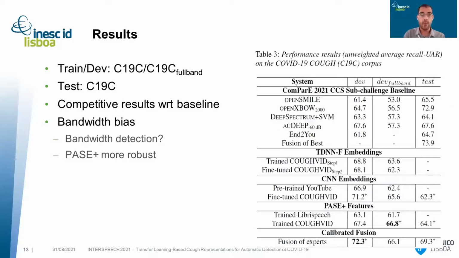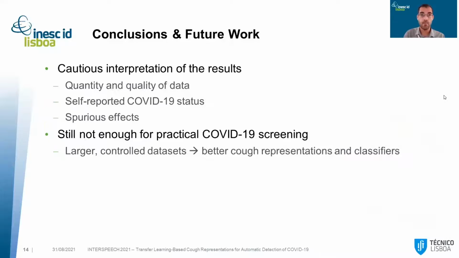So let me come back to the experimental results, some of them already presented in the previous video. And now I want to focus on the results on the original and the full band development subsets. And we can see a remarkably lower performance for the latter. The only exception is the PASE-based system, which shows more robust results. So these results seem to confirm our suspicion about the possible bias introduced by the positive narrowband files in the train and development subsets of the released dataset.